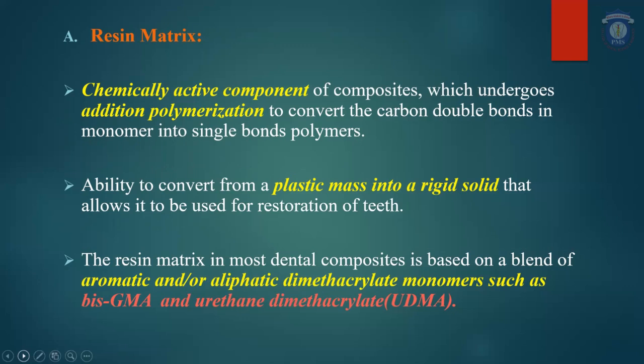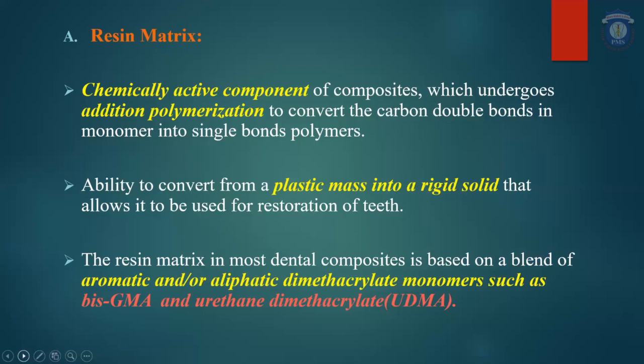Initially, when it is in the monomer state, it is a plastic mass. The ability to convert from a plastic mass into a rigid solid on polymerization allows it to be used as a restoration of the tooth. In the initial slides, I showed you images where it is in a plastic state in the monomer state, where it can be molded according to the anatomy or the contour of the tooth. And once it polymerizes, it gets converted into a hard state.